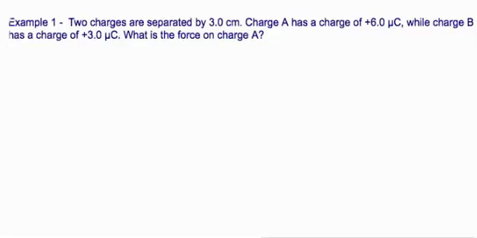In this example, we have two charges that are separated by 3 centimeters. Charge A has a charge of positive 6 microcoulombs. That's what that little symbol means. It's a Greek letter. While charge B has a charge of 3 microcoulombs. What's the force on charge A?